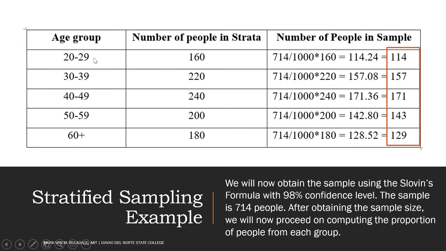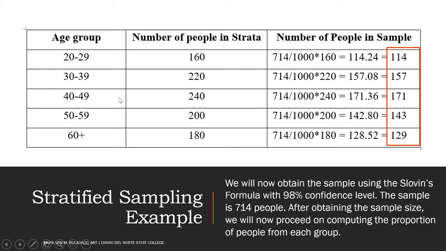So in group 20 to 29, you get the sample size 714. 714 is our sample size. Divide by 1,000, which is the population size, times the number of people in the strata. So it's 114.24, round it off to the whole number, which is 114. In the age group 30 to 39, 714, divide by the population size of 1,000, times 220, 157.08, and round it off to 157.